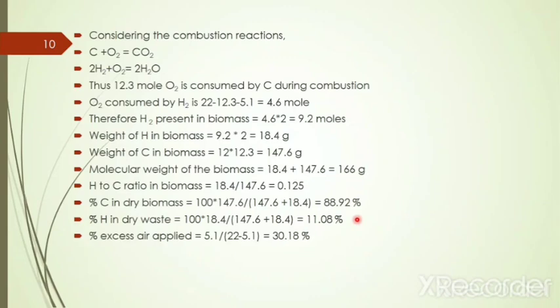And the excess air supplied, we have to find out. The percentage of excess air will be 5.1 divided by 22 minus 5.1, that is 13.18 percent. Because the excess air is the moles of excess air present divided by the total moles consumed, that is 16.9 by subtracting this, so we are getting 13.18 percent. That is the excess air supplied.